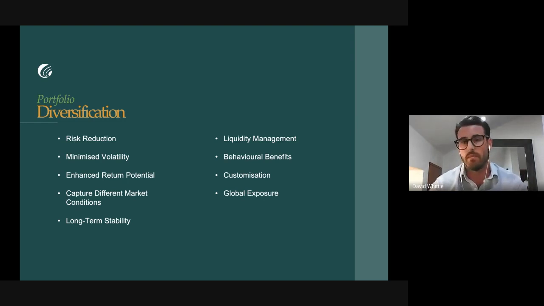Portfolio diversification is a very interesting topic at the moment. It is something which we are discussing with every single one of our prospective clients. It's a strategy that involves spreading your investments across different types of assets or securities to reduce risk and potentially enhance returns. The idea behind diversification is to avoid putting all of your eggs in one basket, as different asset classes tend to have varying levels of risk and return potential. And by diversifying your portfolio, what you're effectively doing is aiming to minimize the impact of poor performance in any one investment on the overall performance of your portfolio.